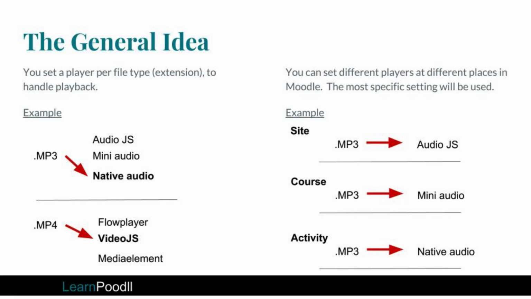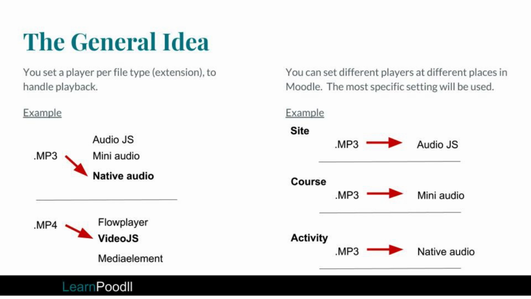In this case, we have assigned a native audio player to the .mp3 file extension and a video JS player to the .mp4 file extension. You're not limited to .mp3 or .mp4, by the way. You can specify any file extension that you wish, or choose from any of the commonly used file extensions which are there by default in Poodll.